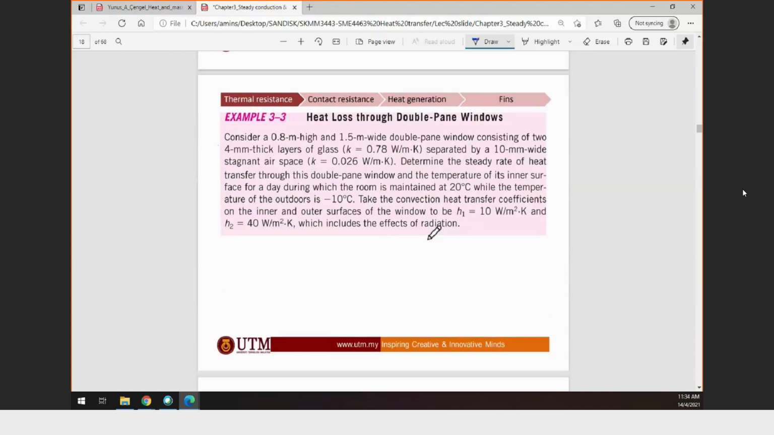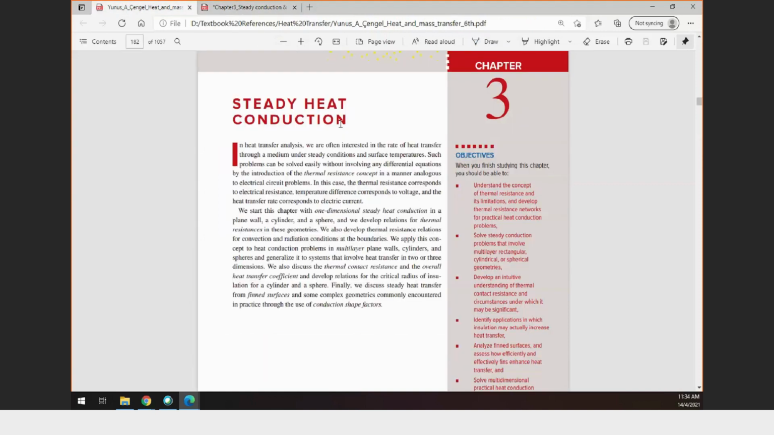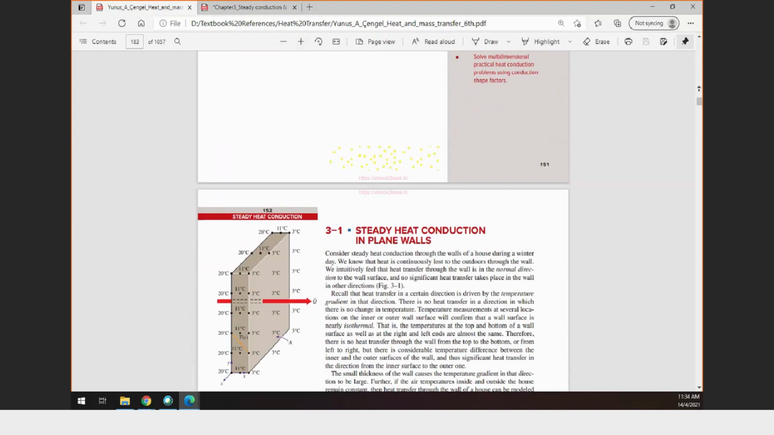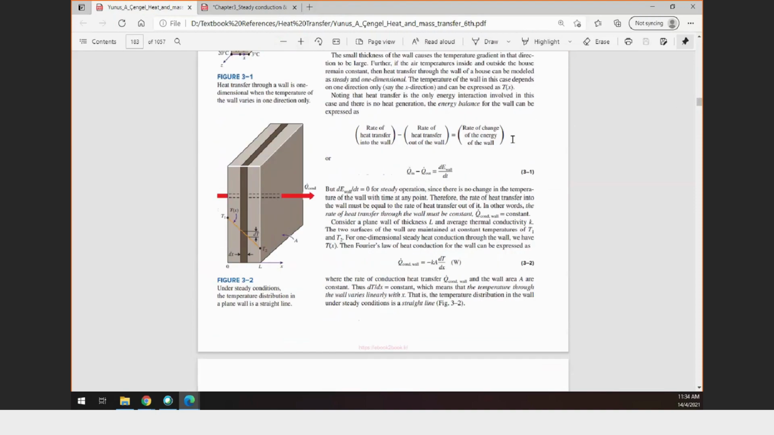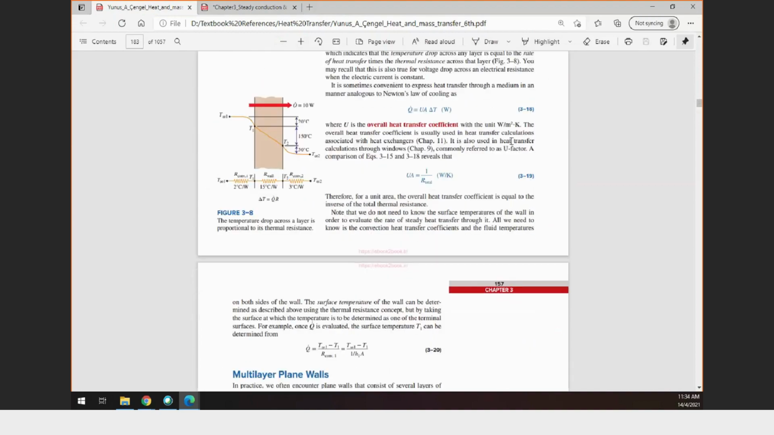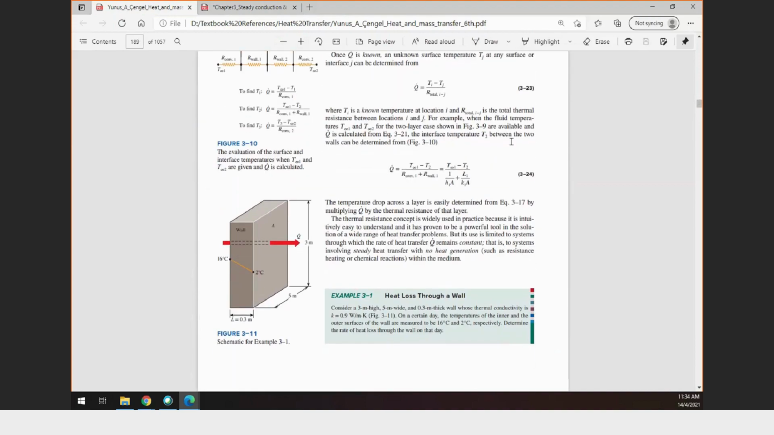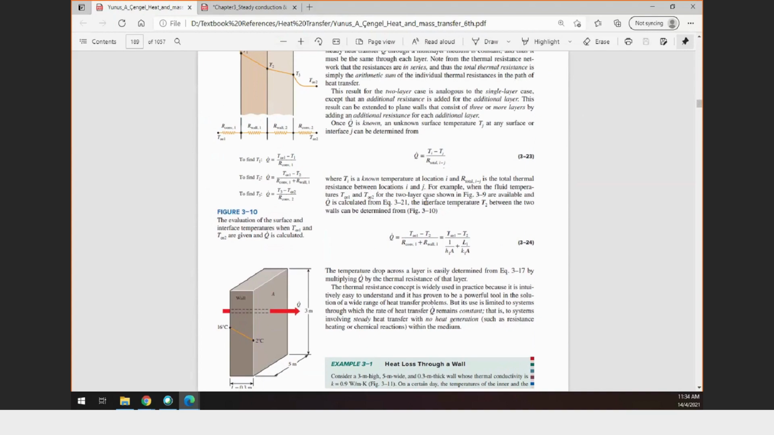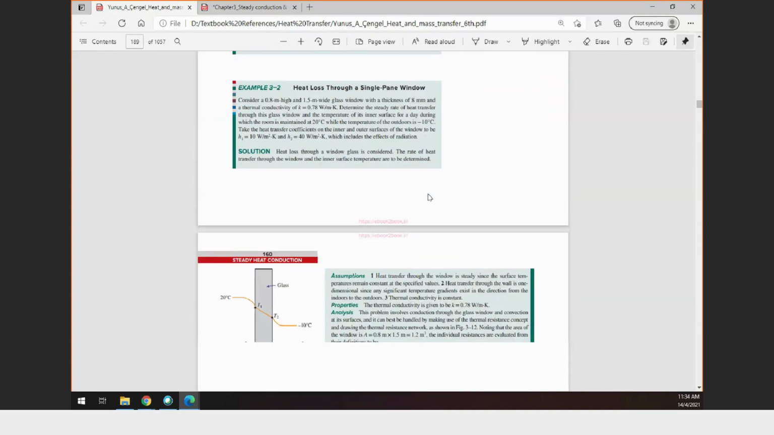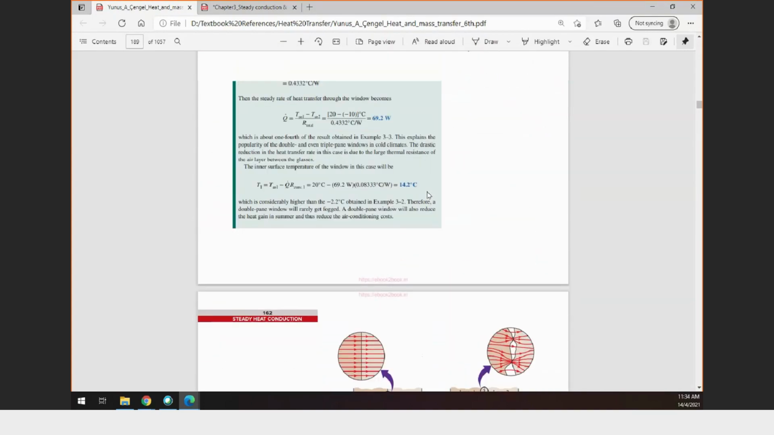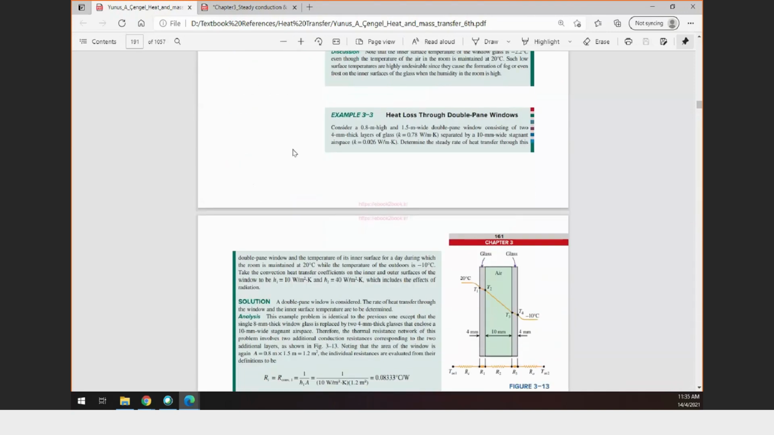So how can thermal resistance be used to analyze the heat conduction equation under one-dimensional analysis? This is example 3.3. If I can go to the textbook. In fact, you can go to the description in the textbook. It has much more detail compared to my slide. Yeah, this one: heat loss through a double pane window.